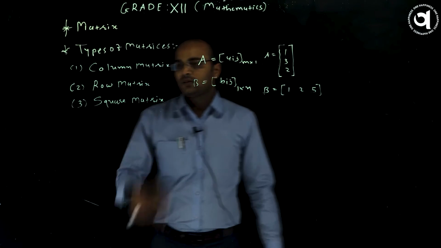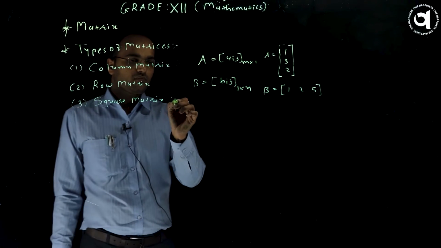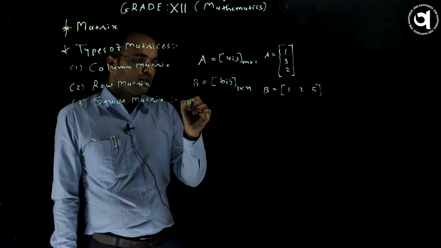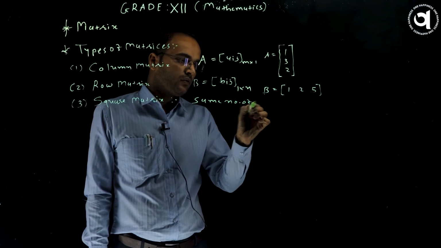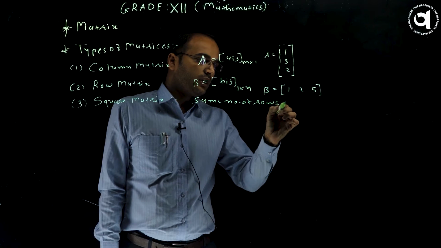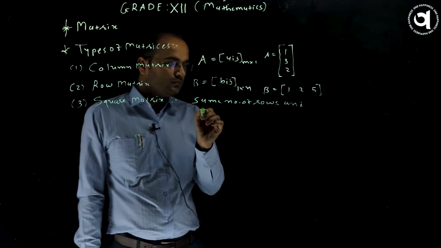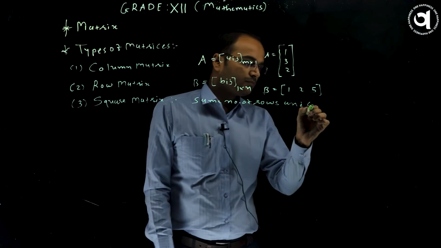Okay, third one is a square matrix. A matrix having same number of rows and columns.